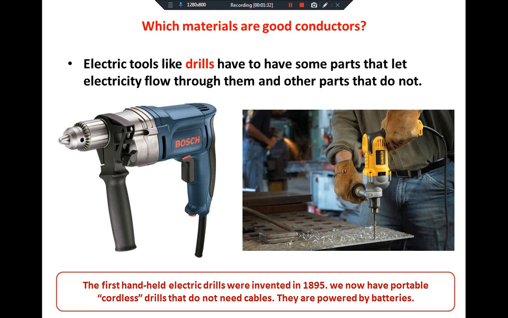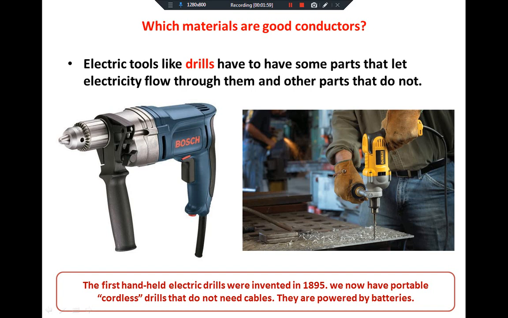So, which materials are good conductors? Electric tools like drills have to have some parts that let electricity flow through them and other parts that do not. As you can see, we have a drill in front of you. These are electric drills. In here we have some parts that are made of plastic, and we also have some parts that are made of metal.